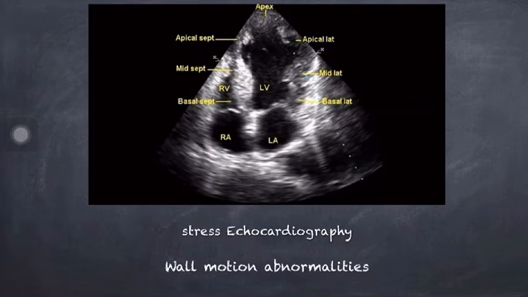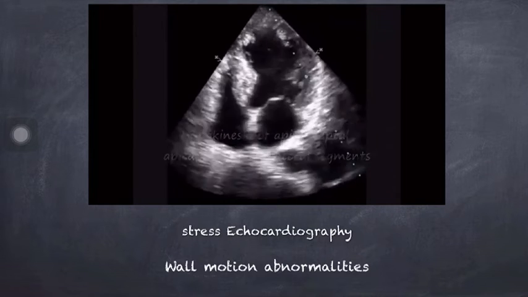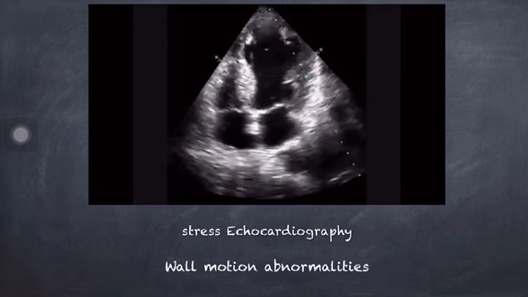So here we can see the apical septum, apical lateral wall, mid-septum and mid-lateral wall, plus the basal septum and basal lateral wall. So on this echo, we can see hypokinesia or akinesia of the apical septal segments as well as the lateral segments also.